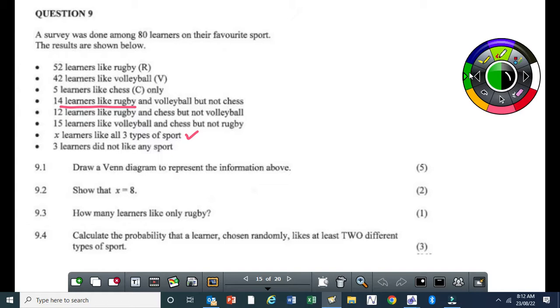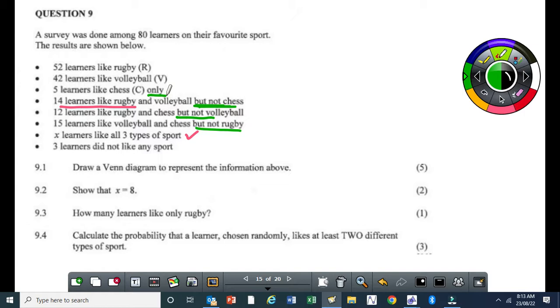Now, it's important for you to know that the word "but" here is very, very important in probability. Also, the word "only" is important. Then x learners like all 3 types of sport. Then it says 3 learners did not like any sport.